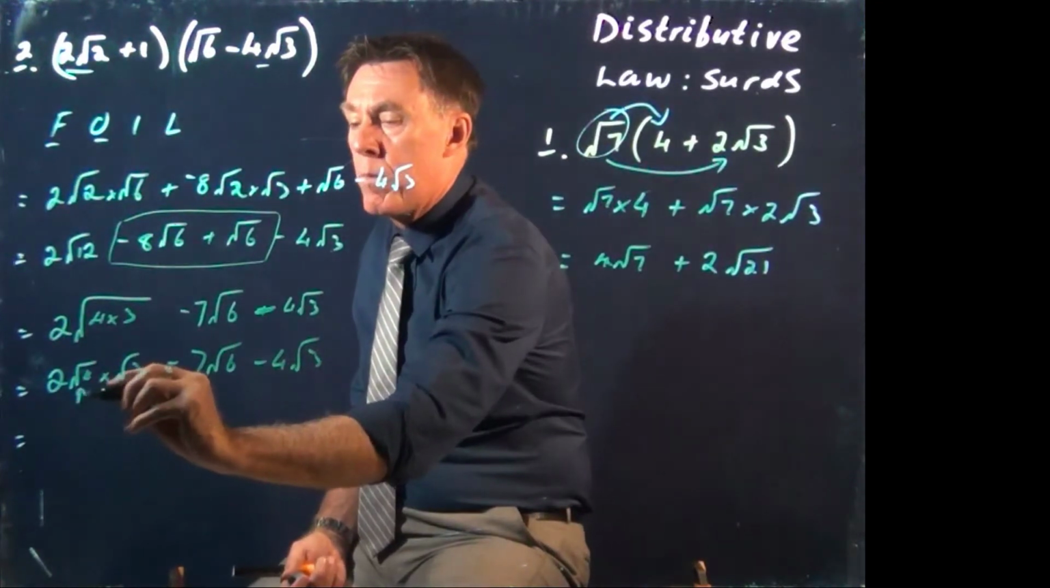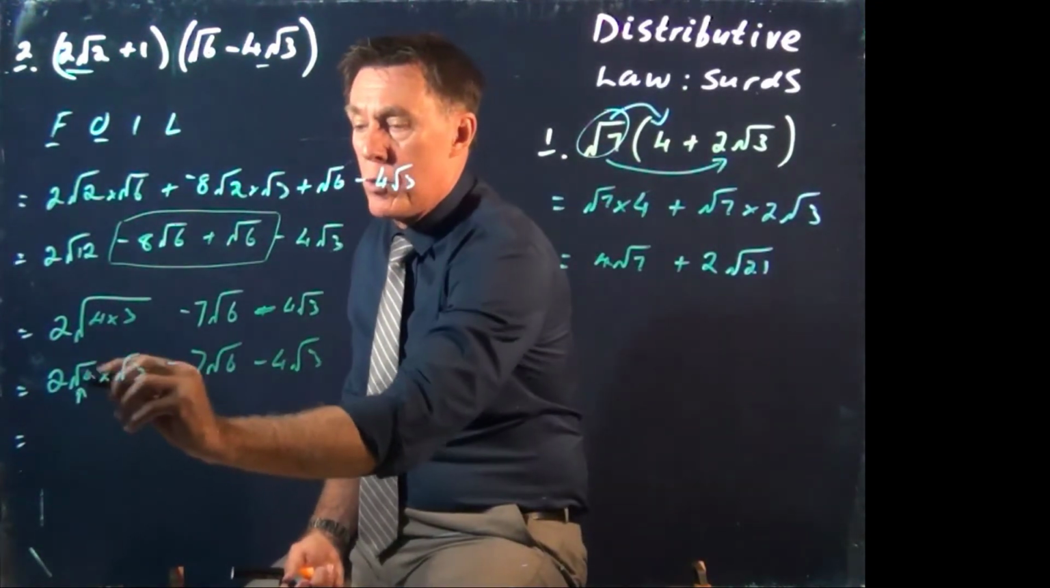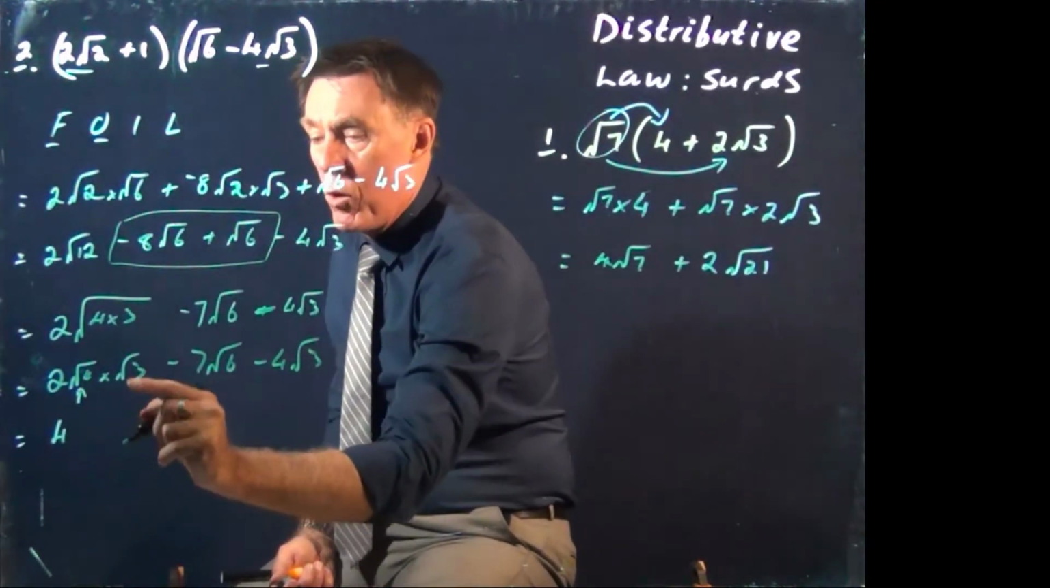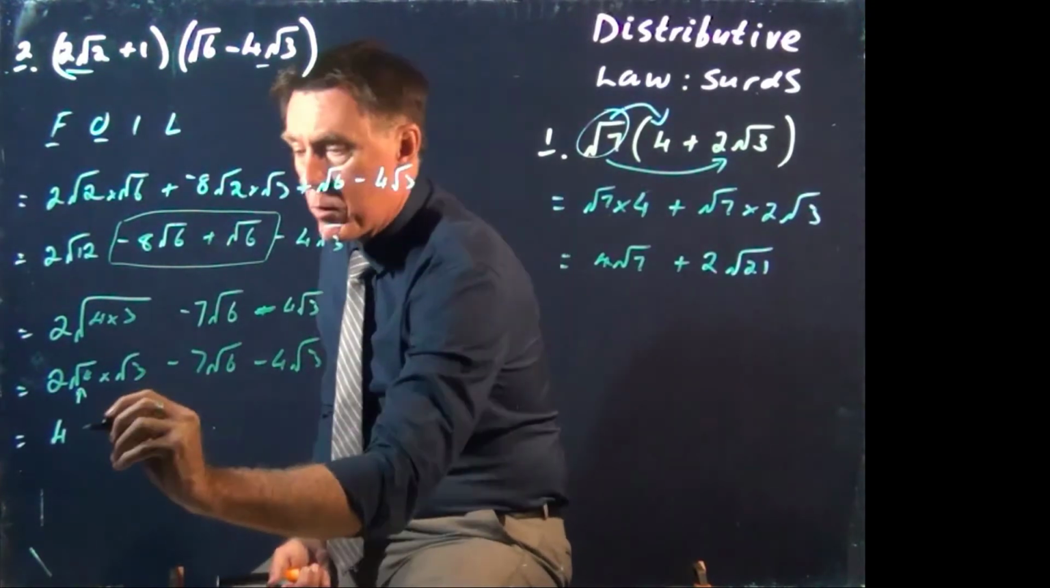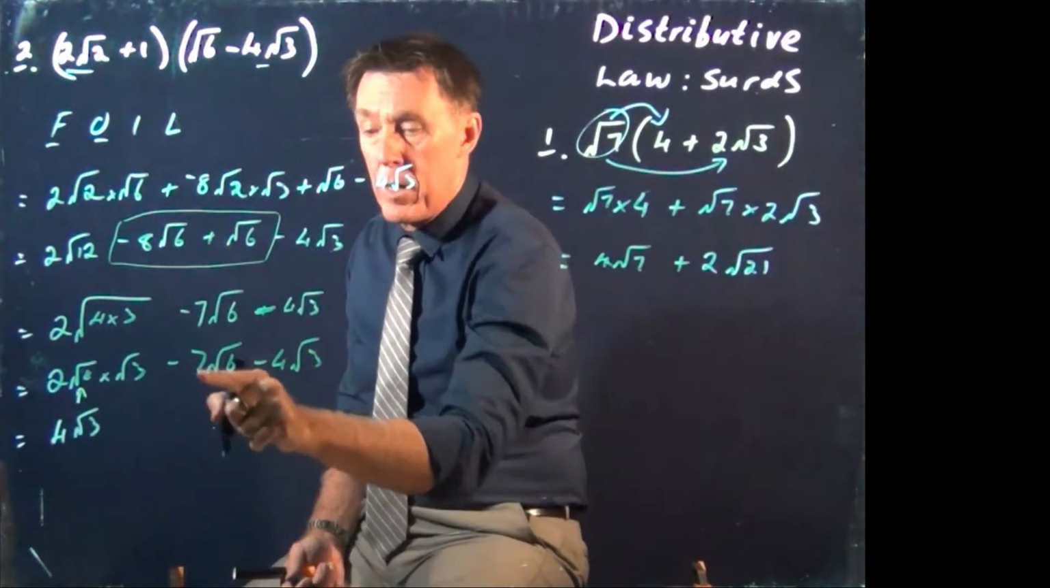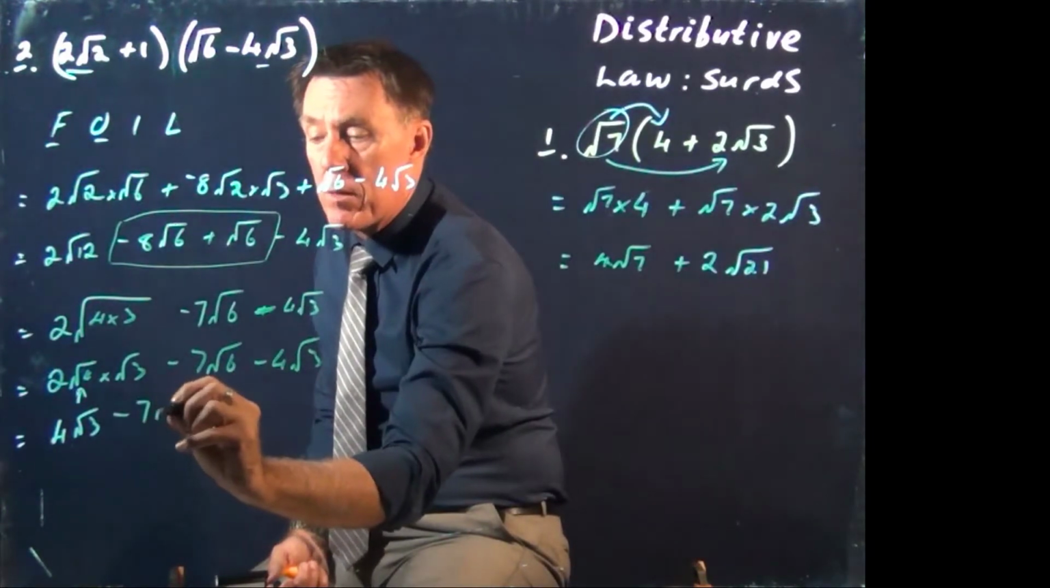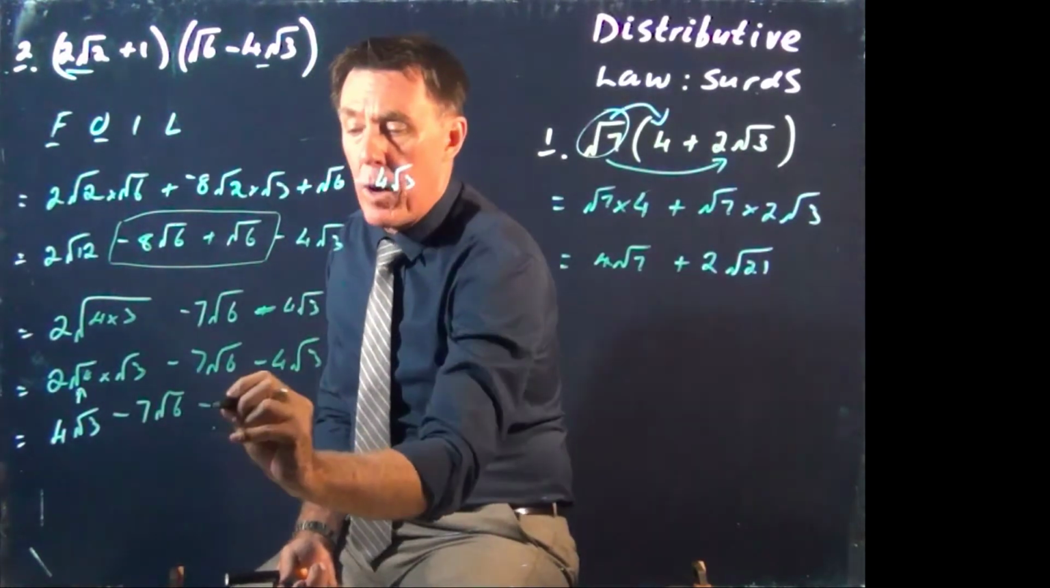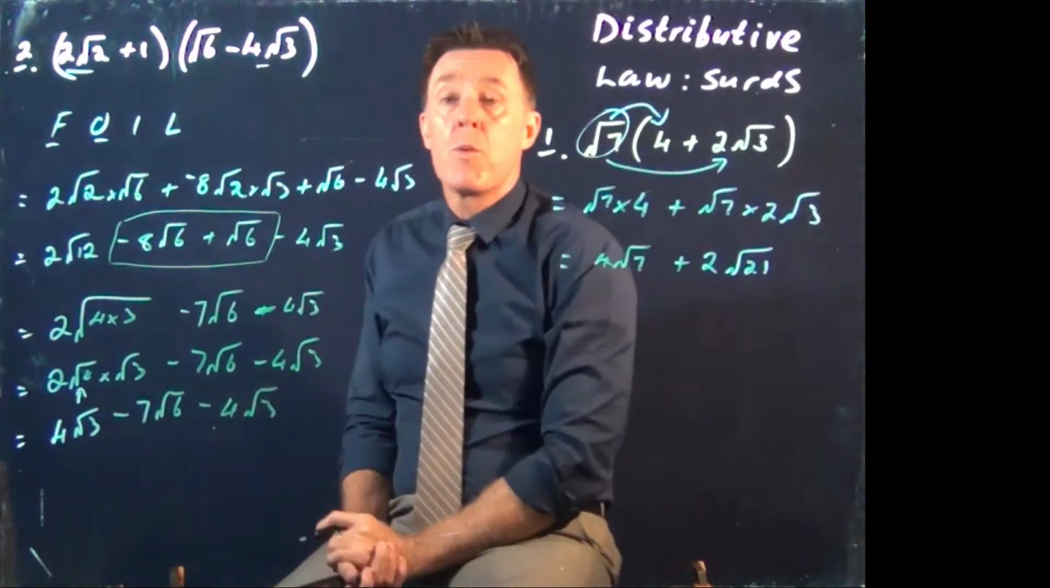Square root of 4 is 2. 2 times 2 is going to be 4. I can't do anything with the radical, so it's 4 root 3. Take away my 7 root 6, and then take away 4 root 3.